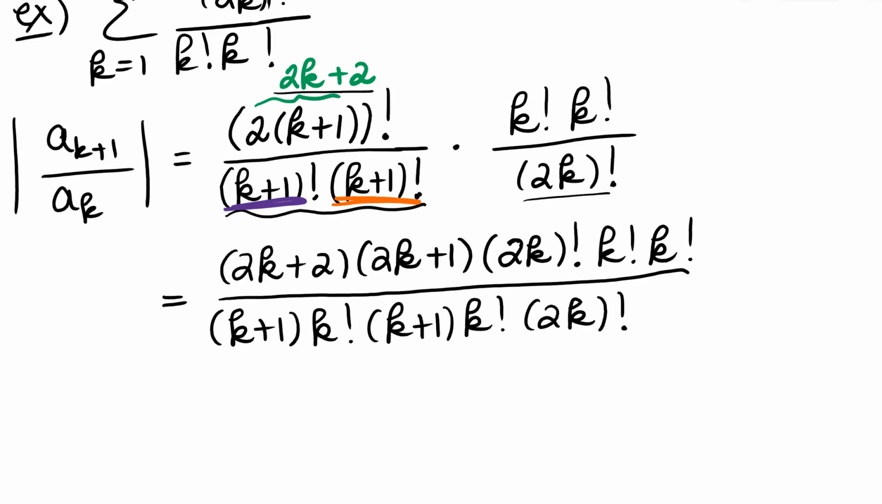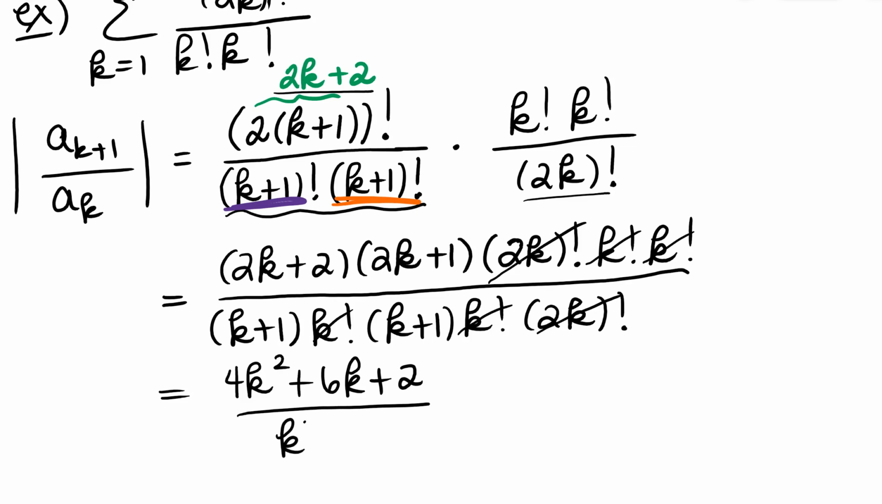This is the fun part. So I can cancel the 2. Oh, wow. I could have just erased them, I suppose. I'm going to cancel the 2k factorials here. I have a k factorial here. And so what am I left with on top? I'm left with 2k plus 2 times 2k plus 1. So that's, FOIL that sucker out. We get 4k squared plus, what, 6k plus 2, I think, all over k squared plus 2k plus 1.